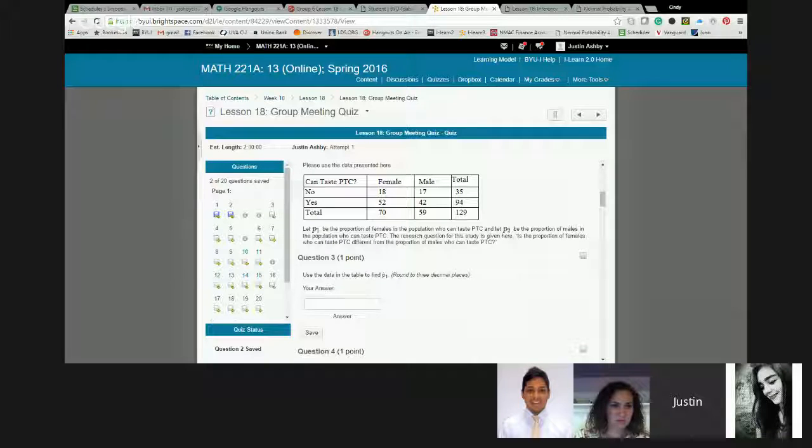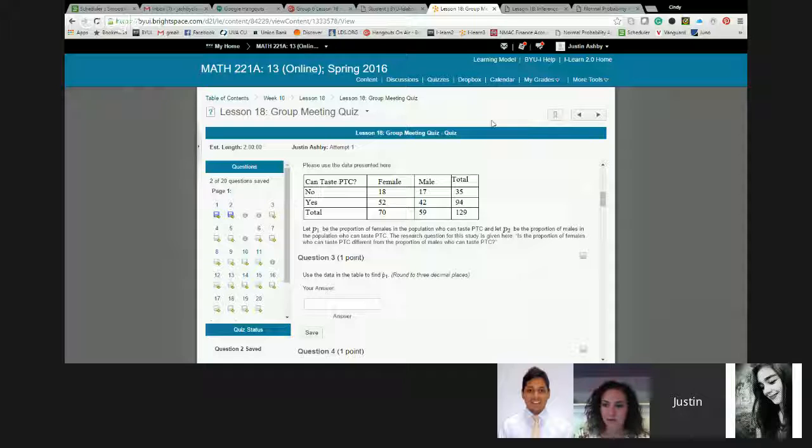So starting with number 3, let P1 be the proportion of females in the population who can taste PTC, and let P2 be the proportion of males in the population who can taste PTC. The research question for the study is given here. Is the proportion of females who can taste PTC different from the proportion of males who can taste PTC? So use the data in the table to find P hat 1. So that'll be 52 divided by 70, which is N1.